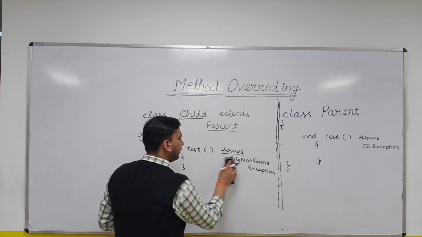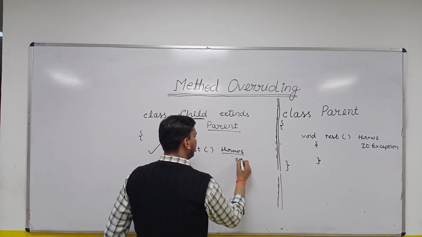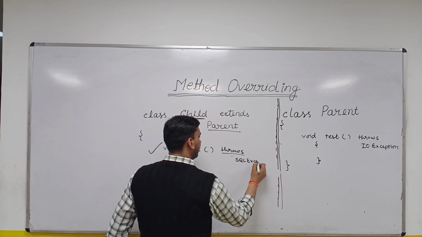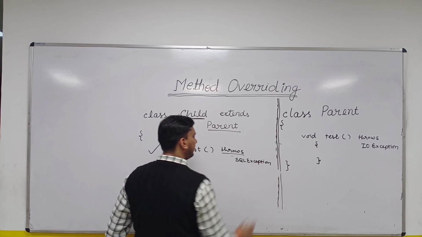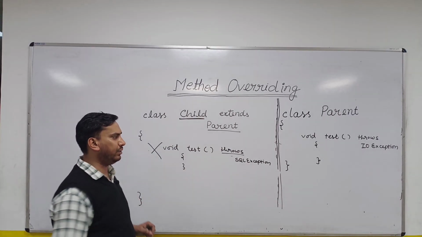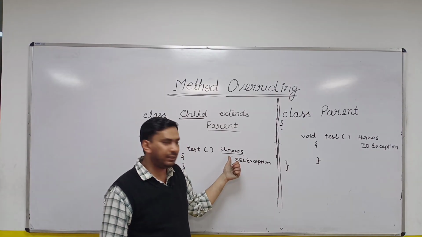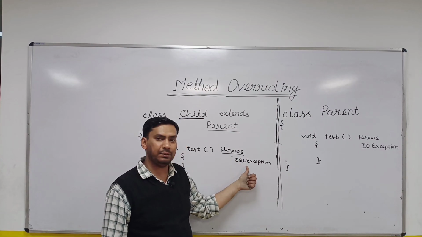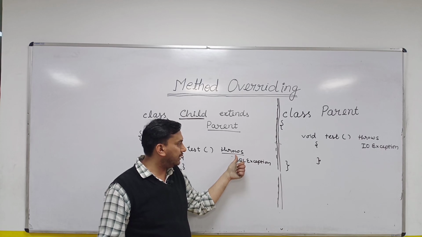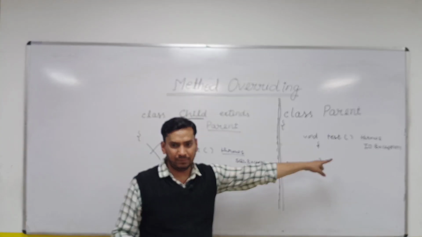But can I write here throws, let's say I said SQL exception, throws SQL exception? So this is not allowed. Throws SQL exception I cannot write because the parent type was throwing IO exception. I am changing the throws clause here. I am changing the exception list. So changing the exception list is only possible when it is a child of that type.